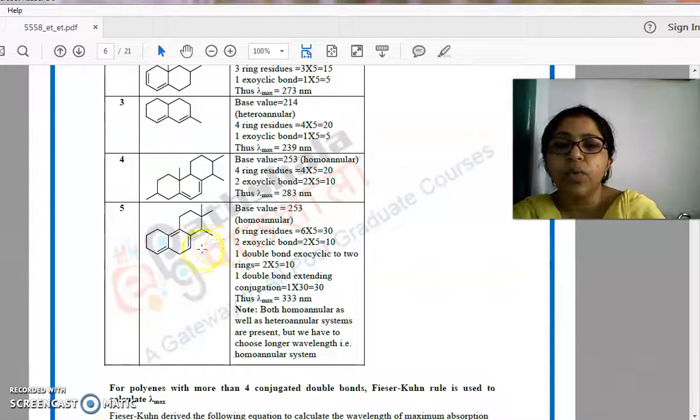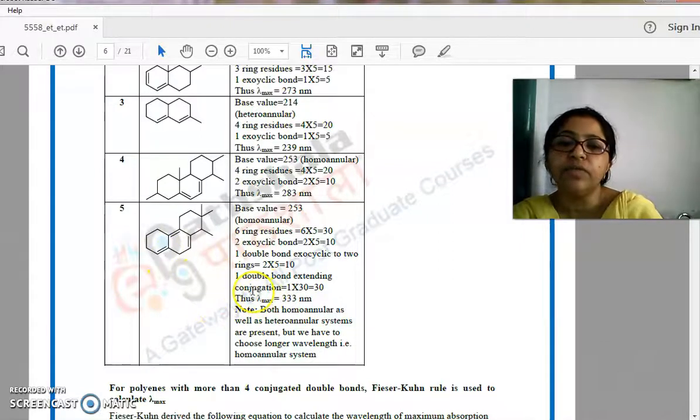Now come to the next one: exocyclic double bonds. If you consider, this is a double bond exocyclic to this ring. This is a double bond exocyclic to this, and this is a double bond exocyclic to this as well as this. So if you count, it has 4 exocyclic double bonds, and you can directly count it as 5 into 4, instead of counting part by part. In the first step it was shown part by part, and this double bond is exocyclic to this and this. So as a whole you can count it as 4 into 5.